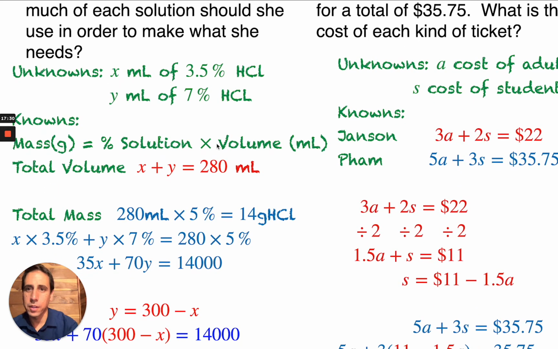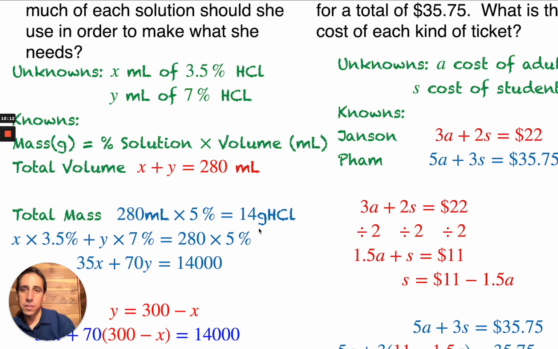Now from this formula, percent solution times volume, we're going to get a total mass. It doesn't say exactly how much the total mass is, but the formula says you can take the volume times the percent and get the mass. So the end result beaker, the final beaker, is going to have 14 grams of HCl in it. It's going to be 280 milliliters in volume, and because I know the percent, 280 times 5% gives me 14 grams. It should have 14 grams of hydrochloric solid inside of it.